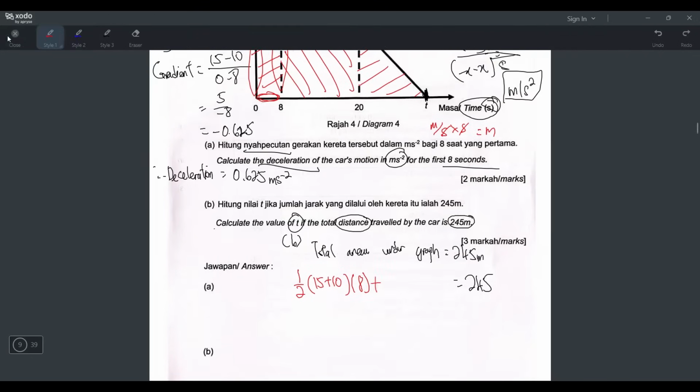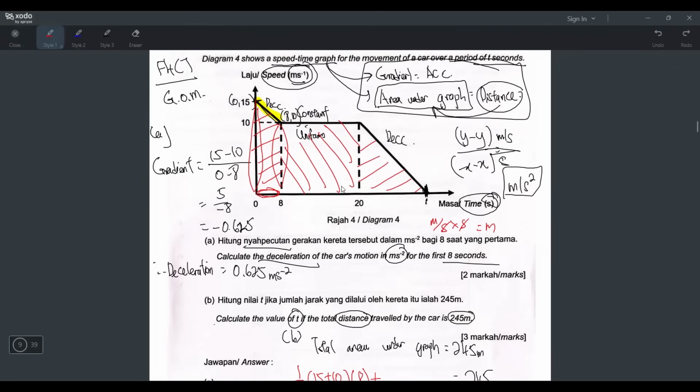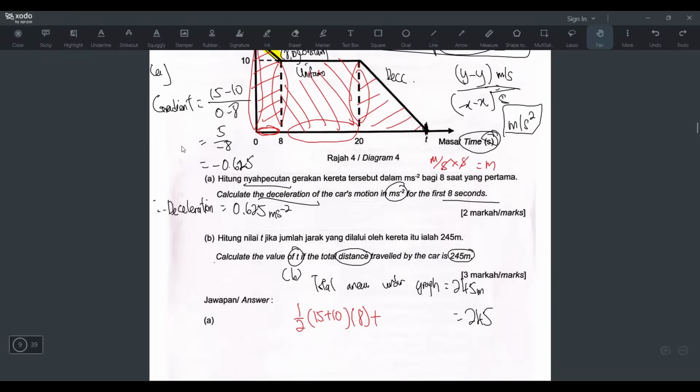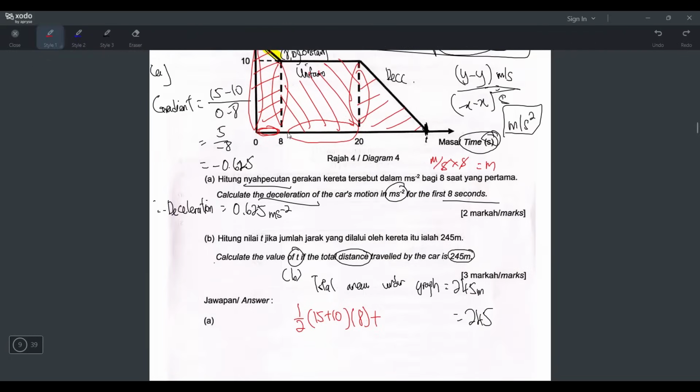plus the next shape, which is a rectangle. How do you find the rectangle's area? Just take base times height. The base is not 20, and not 8, it's 20 minus 8, so it will be 12. To get the length here, take 20 minus 8, which gives 12, multiplied by its height, 10. Last one, the triangle. What is the formula for the area of a triangle? 1 over 2 times base times height. Its base is here, so the base will be this minus this, t minus 20. And the height is the y coordinate of this point, 10.